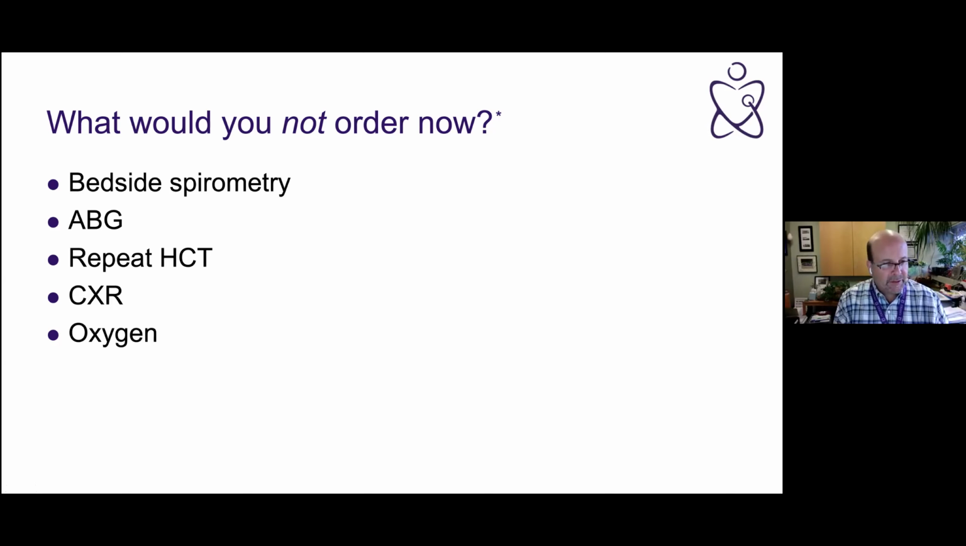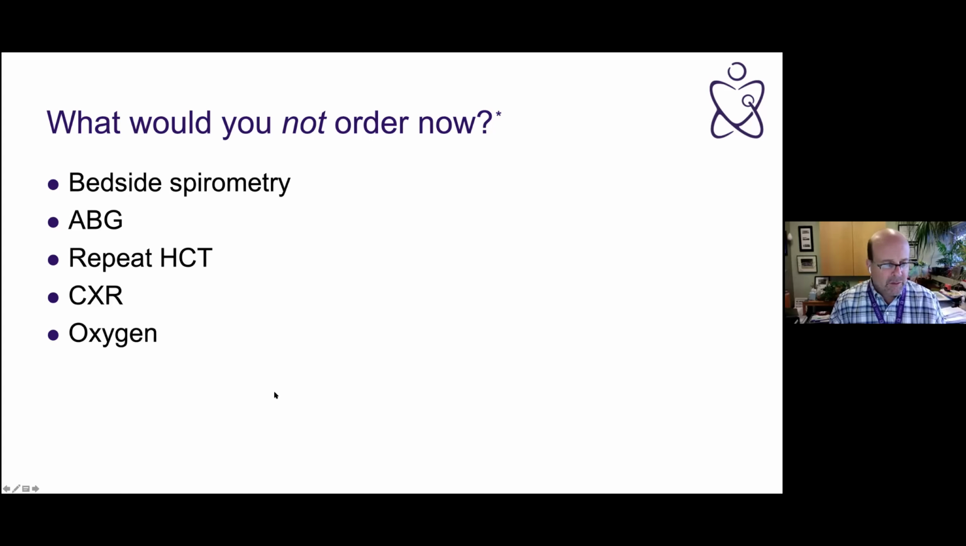Zainab, I like that. Give oxygen. A few people would not immediately start oxygen. That's a good thought. Repeat hematocrit, blood gas, bedside spirometry is what the majority of you would not order. And that's correct. In patients with asthma, especially younger people with asthma, there's a lot of literature about monitoring peak expiratory flow rates, peak flows. That's not really helpful in the setting of an acute COPD exacerbation. So we're not going to order the spirometry.